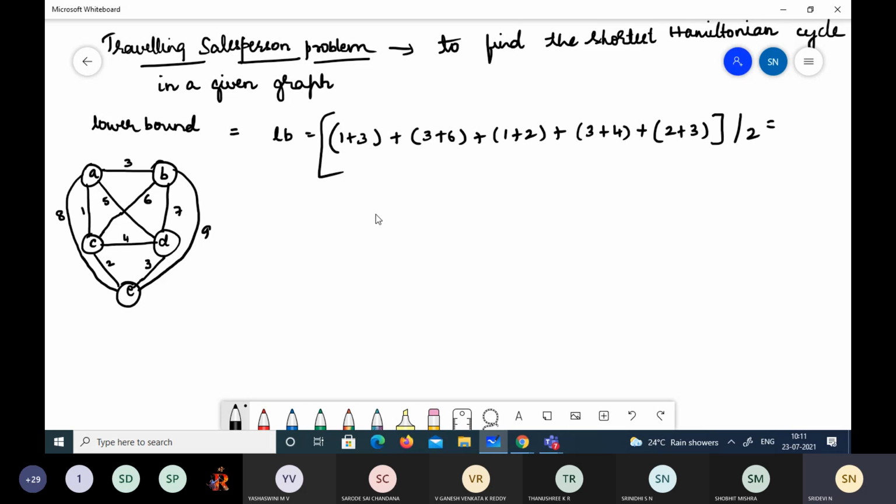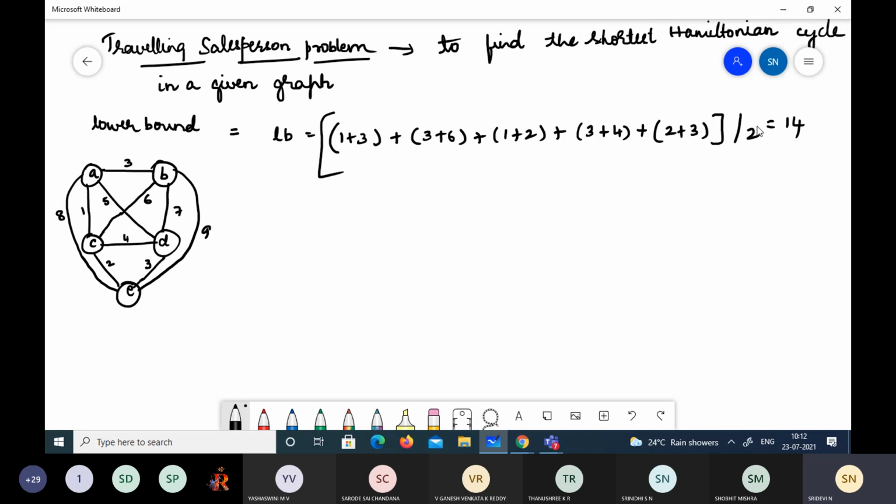So this will come to 4, 13 plus 3, 16 plus 7, 23 plus 5, 28 by 2, which is 14. Okay. So the lower bound for the whole problem is 14.